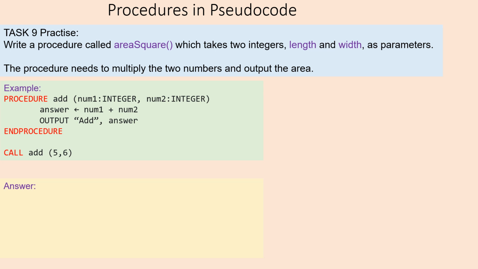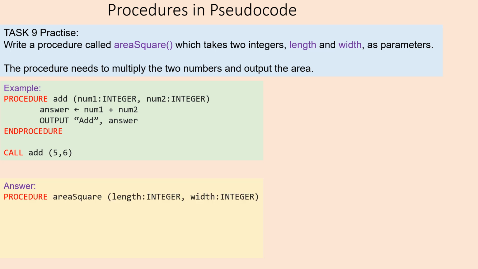So your task is to, again, pause the video and have a go at it and then press play and see the answer. Your task is to write a procedure called area square, which takes 2 integers, length and width, as parameters. The procedure needs to multiply the 2 numbers, output the area. So we start off, we've got our example here, so it's a procedure, then we need to give it a name, and then we need to put our parameters in the brackets. So the name is going to be area square, and our parameters length and width.